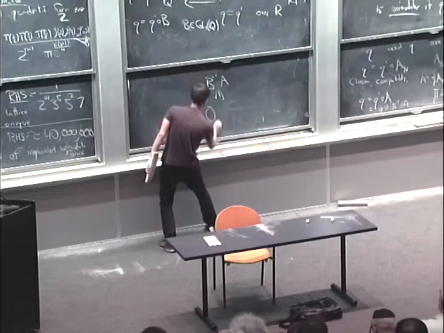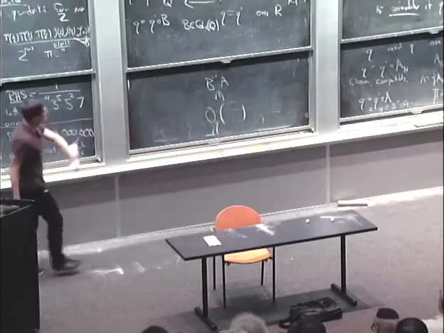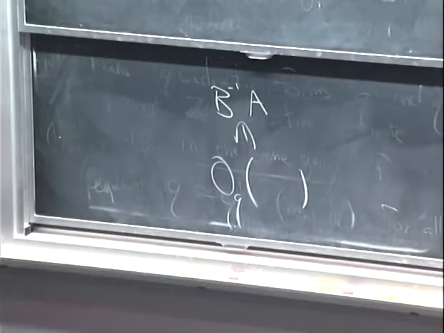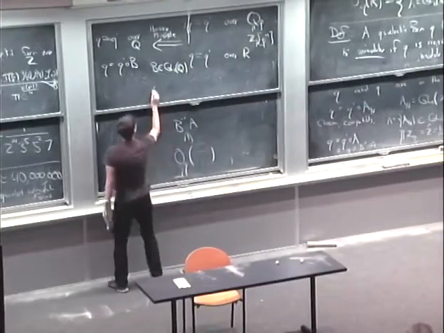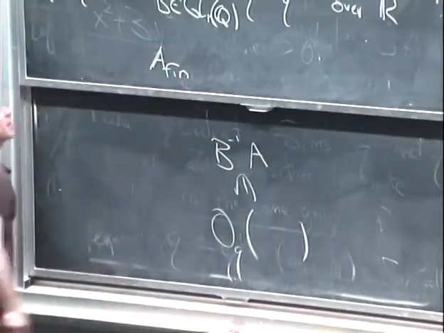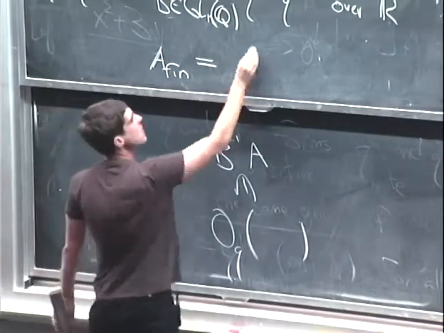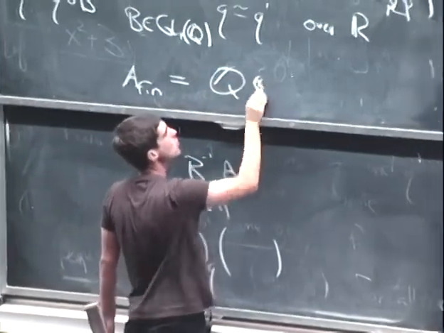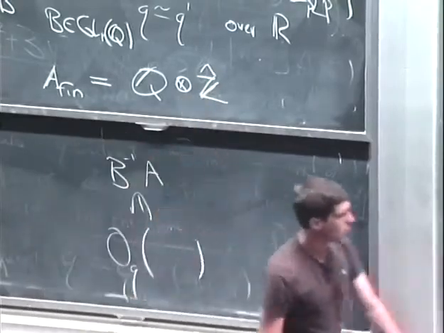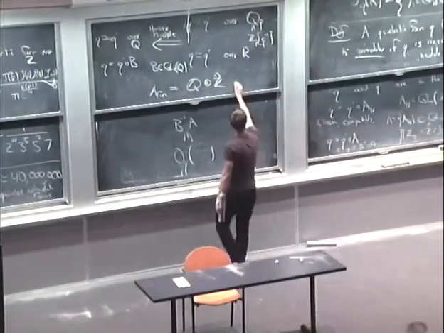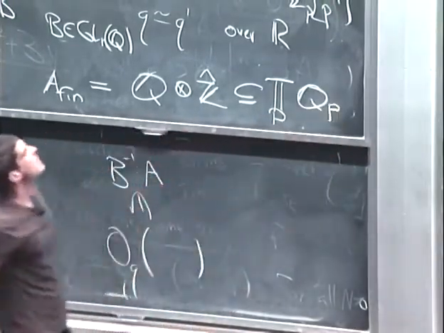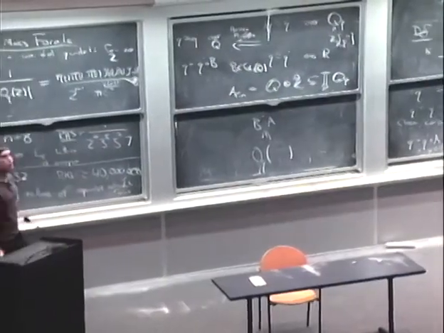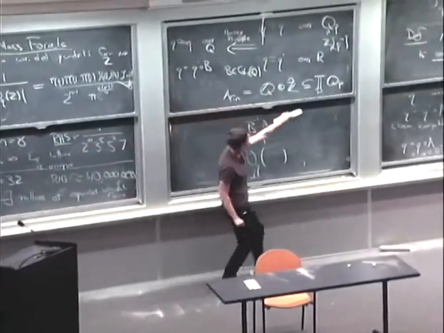So this lives in O(Q), but of what? Well, A is a matrix with coefficients in Z hat. And B is a matrix with coefficients in the rational numbers Q. And if I want to multiply them together, I have to enlarge both of those rings. So let A fin be the ring of finite adeles. This is just the tensor product of Q with Z hat. And there's an expression like this for A fin. You can think of this as sitting inside the product over all p of Q_p. But it's not the entire product. It's the so-called restricted product, where almost all the coordinates belong to Z_p.